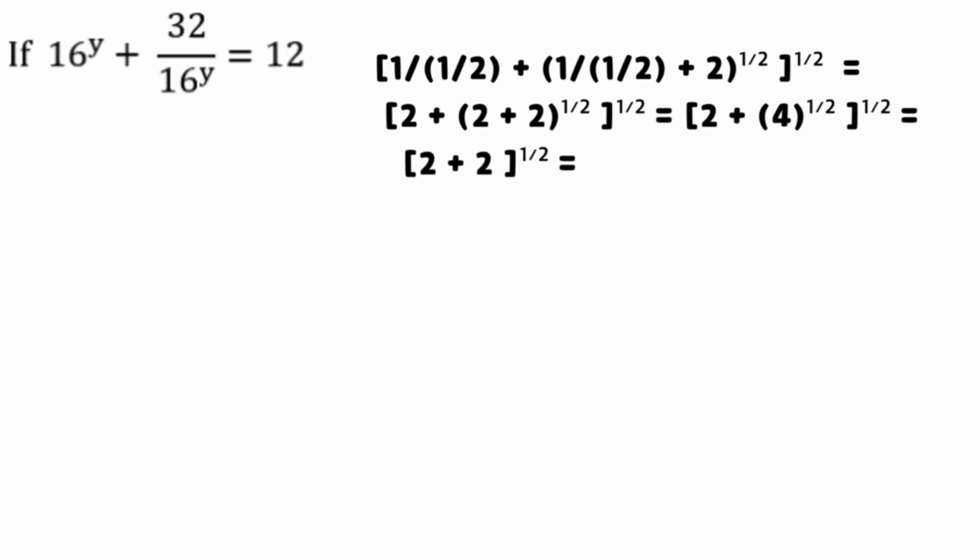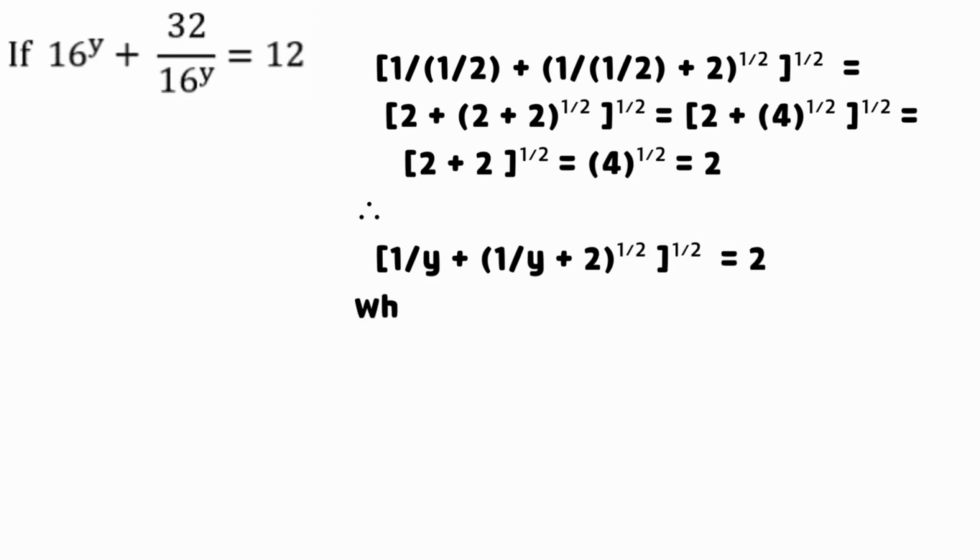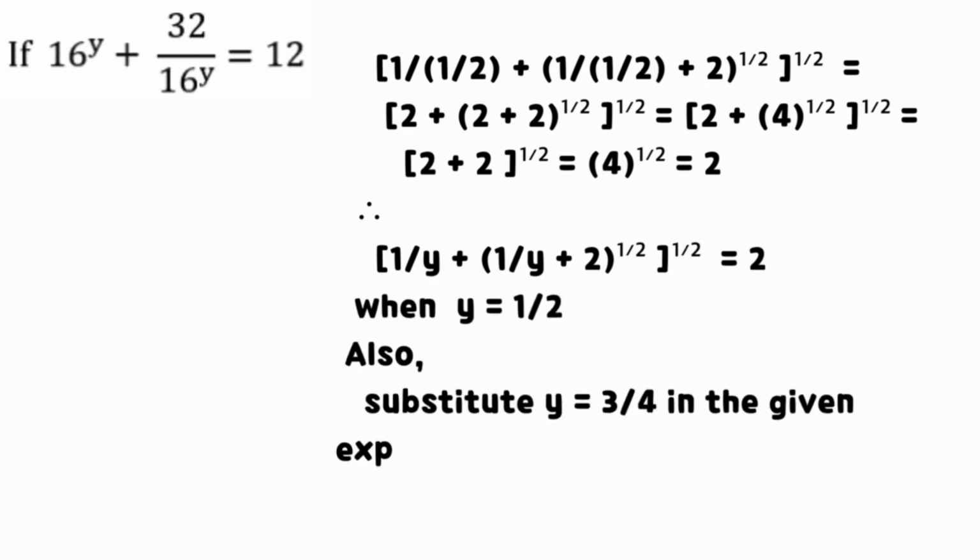Simplify the substituted numerical expression, and we have that the square root of 4 equals 2 after simplification. Therefore, the given expression equals to 2 when y equals half. Also, substitute y equals to 3 divided by 4 in the given expression, and we have that.